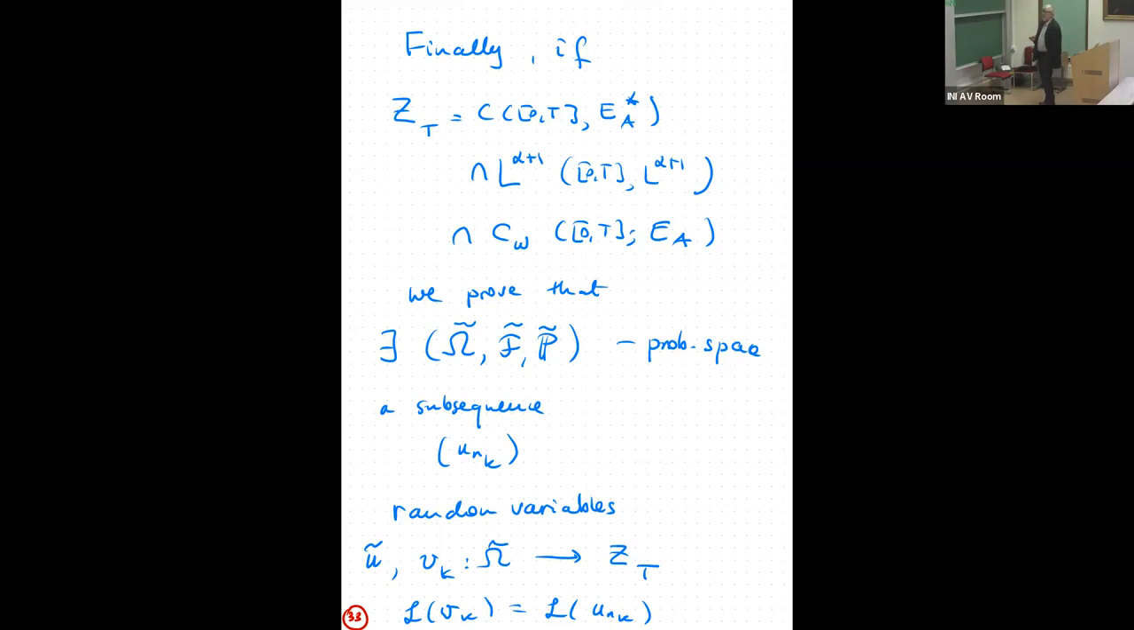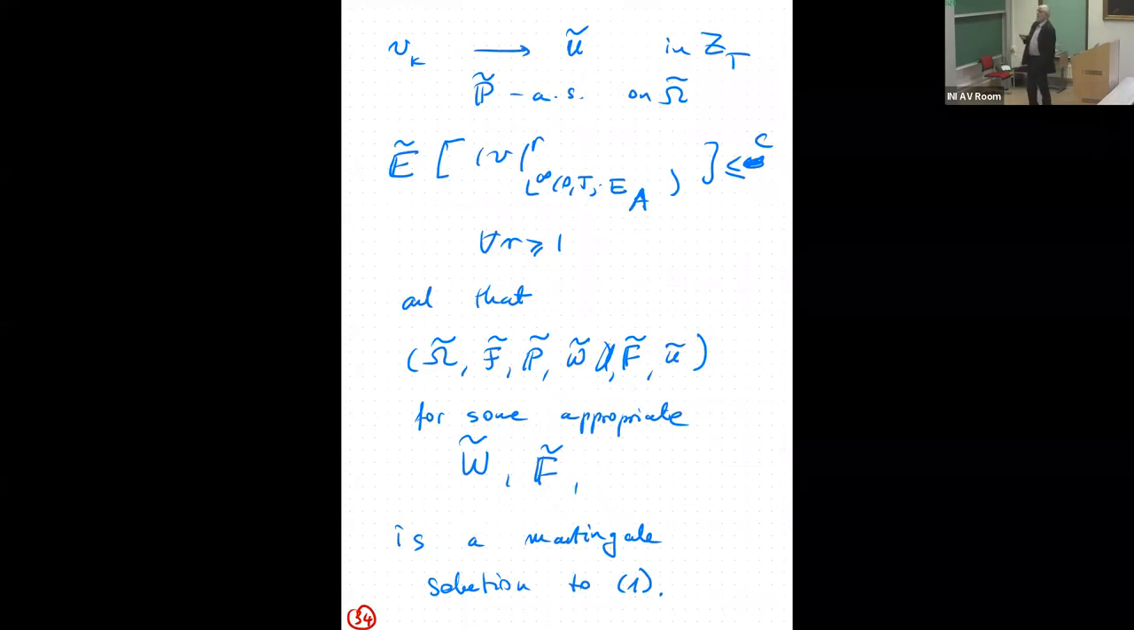Then by the Skorokhod-Jakubowski theorem, you can find a probability space, a subsequence, and new random variables on this new probability space with values in our topological space, such that the law of the new random variable is equal to the law of the random variable from this subsequence, and the new random variables converge to a limit random variable on the space Zt. And this U tilde is here the same as this V, because I changed it here but didn't change it there. So this limit random variable satisfies the same estimates as the approximations.